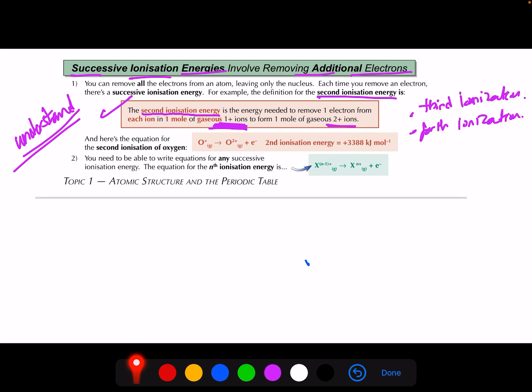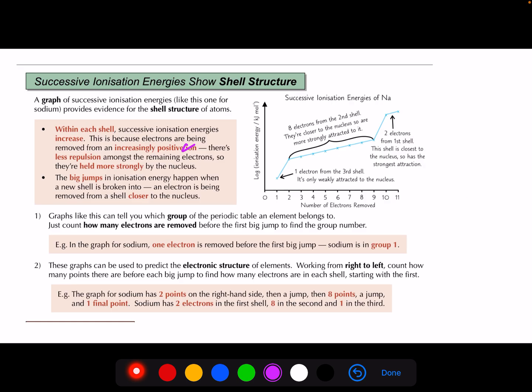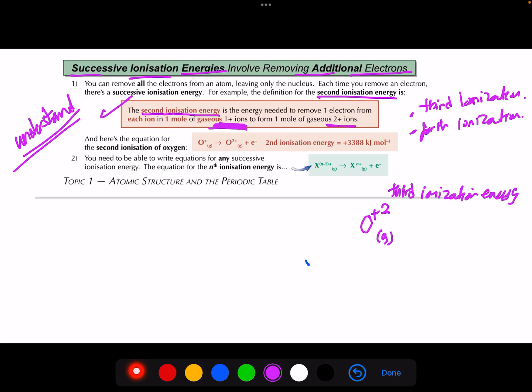What if they're asking you to do an equation for the third ionization energy for oxygen? Let's do this together just to train. So it's oxygen +2, sorry guys, because it has already lost 2 electrons. And now it's on the way to lose the third electron, so it would form oxygen +3, 3 electrons lost, gaseous states, plus 1 mole of electrons.